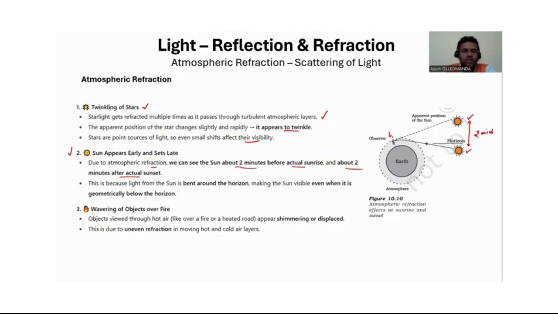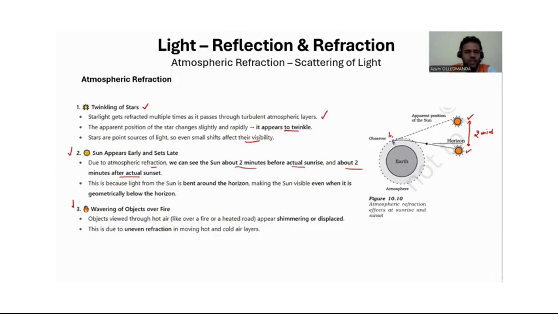Okay, so that's another phenomenon of atmospheric refraction. That's the bending of the light. Then, wavering of objects over fire. So if you stand near the fire, right, the smoke or the fire is going. So at that time, if you see any object on the other side, you will see that it is shaky. It's going like waves, right?